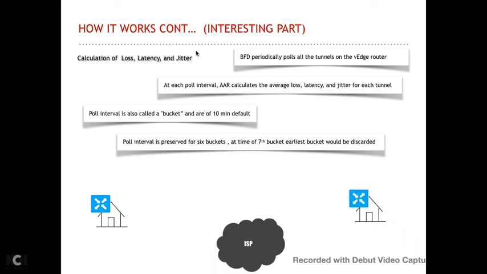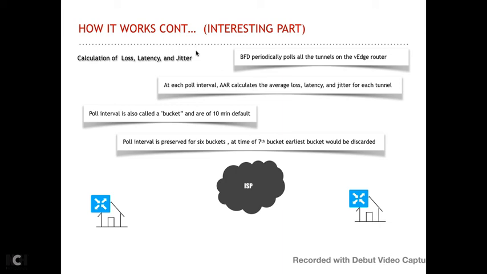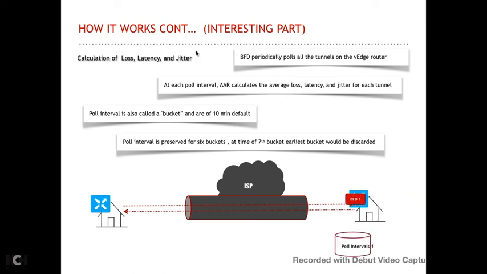You have two branches and some providers, maybe I'm just taking one service provider here. You have an IPsec tunnel now, then the magic starts. So you get a BFD packet every 1 second. The BFD packet is going to and fro from your branch 1 to branch 2, then it ends up in your poll interval, which is a logical bucket. So every 10 minutes, one bucket is being spawned, and you get the BFD packets.